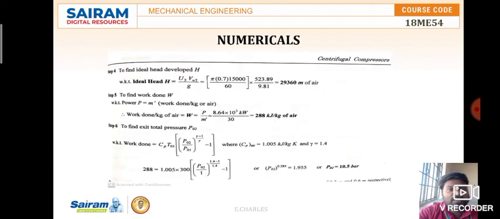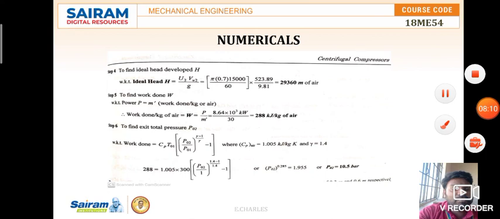Before work done, we find the head, which is U2 Vu2 by g. You'll get 29,360 meters of air. Then work done is equal to power by mass, so you'll get 288 kilojoules per kg. Then for the exit pressure P02, work done is equal to Cp into T01 into P02 by P01 whole to the power of gamma minus 1 by gamma, minus 1, where Cp is 1.005 kilojoules per kg Kelvin and gamma is 1.4. So P02 is found as 10.5 bar.